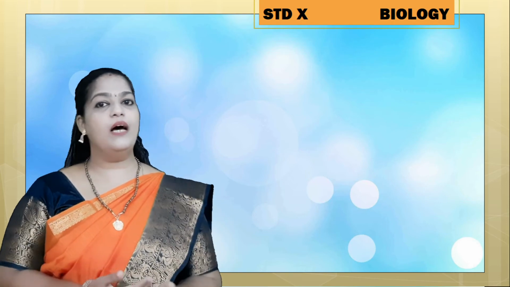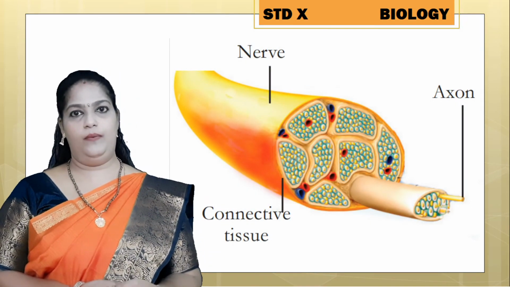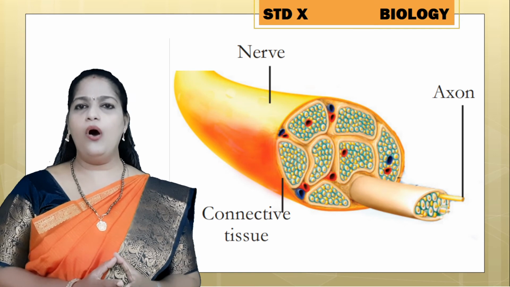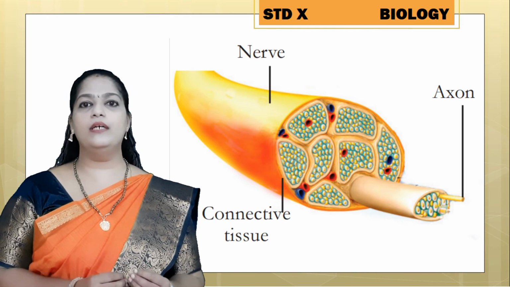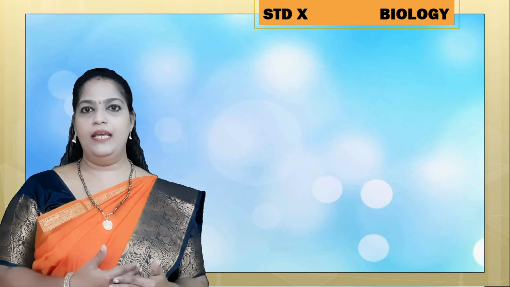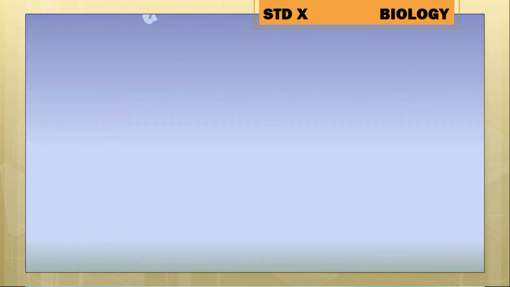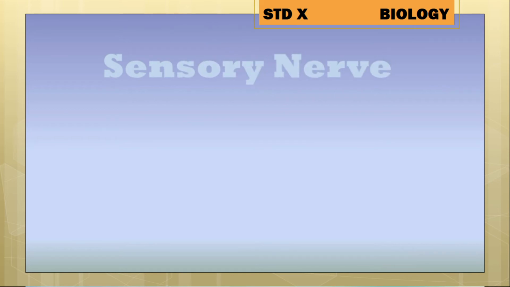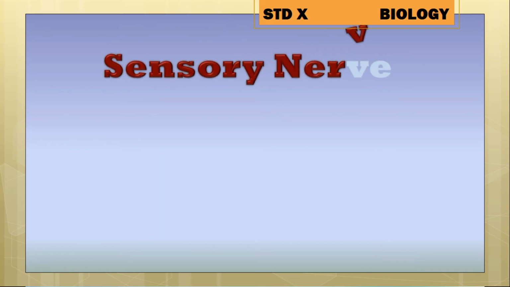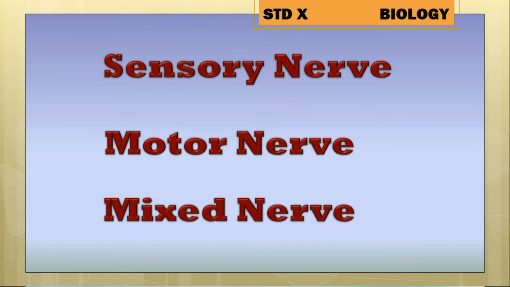So as we have discussed in our earlier session, a nerve is a bundle of neurons. So group of axon or nerve fibers combine together to form a nerve. It is wrapped around a connective tissue. Nerves are classified into three on the basis of their functions. Sensory nerve, which is formed of sensory nerve fibers, motor nerve, which is formed of motor nerve fibers, and mixed nerve, which is formed of sensory as well as motor nerve fibers.